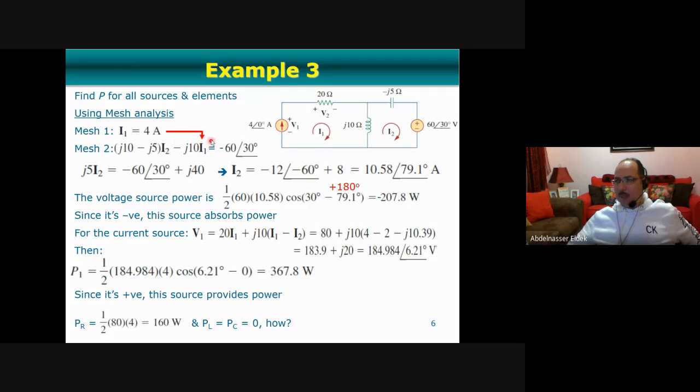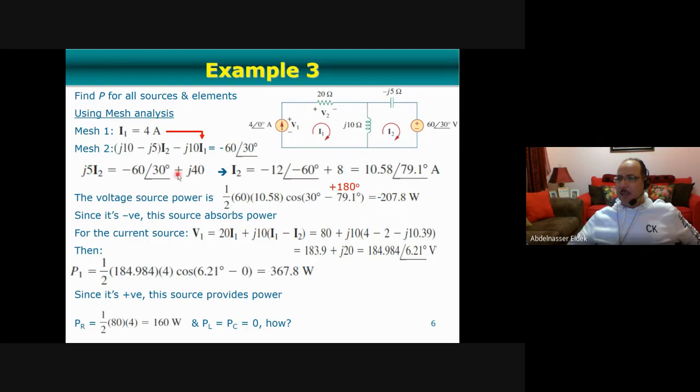And you substitute I1 equals 4. So I1 is 4 here. J10 times 4 will be negative J40. You move it to the other side. So you have only one unknown here, which is I2. J10 minus J5 is positive J5, equal to negative 60 at 30 degrees plus J40.